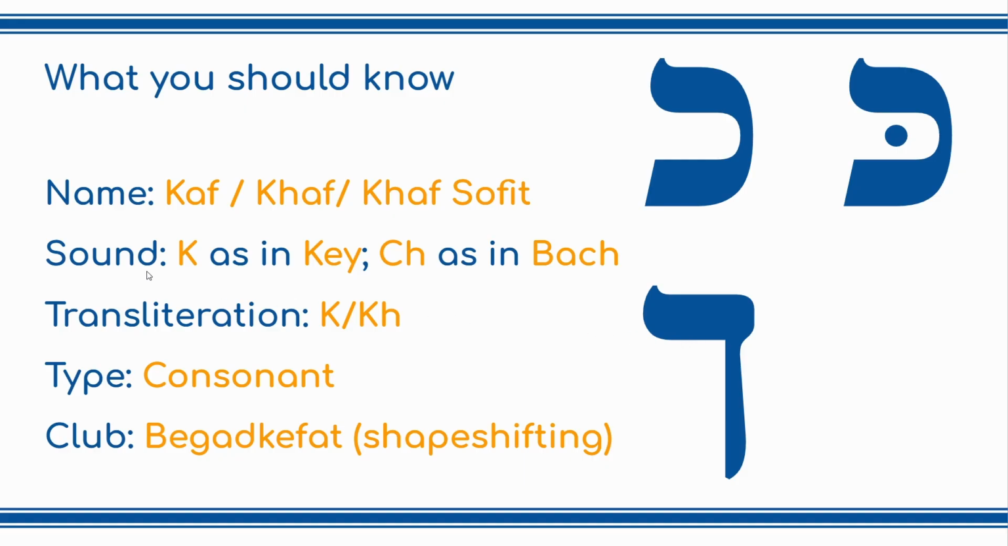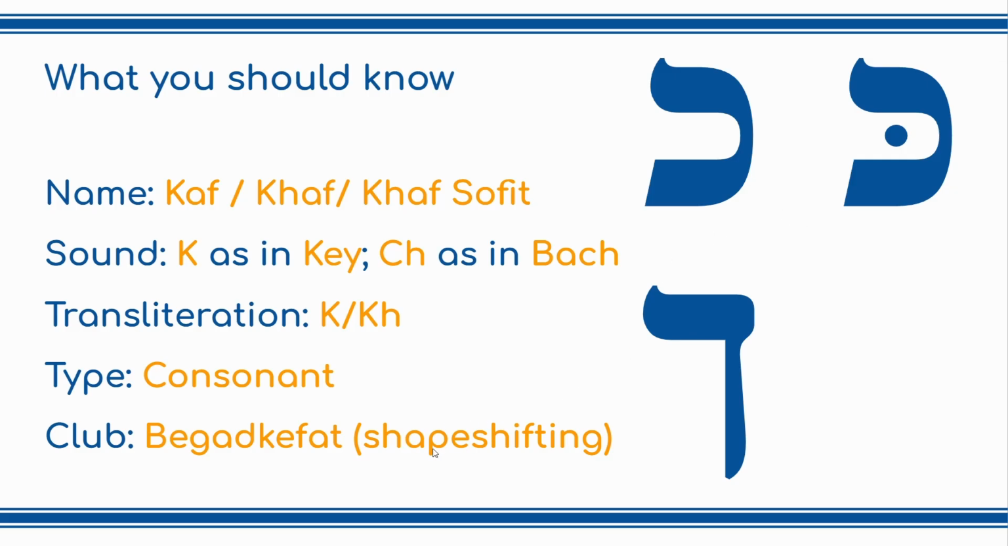Okay, so the sounds, we already looked at that. K as in key and as in bach. And transliteration is either a K when it makes the K sound and KH when it makes a sound. Okay? And the type is, it's a consonant and it's part of the Begad Kafat club. That's what the K stands for in Begad Kafat. K stands for kaf, this one here. And it's letting you know that it makes the K and the sound.